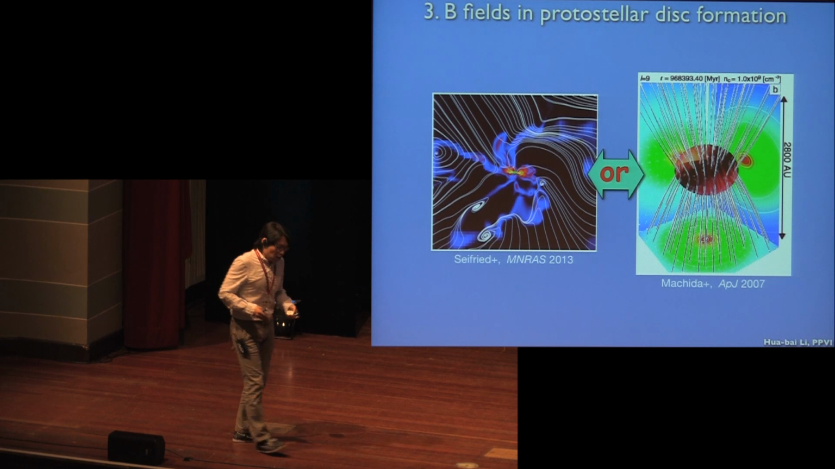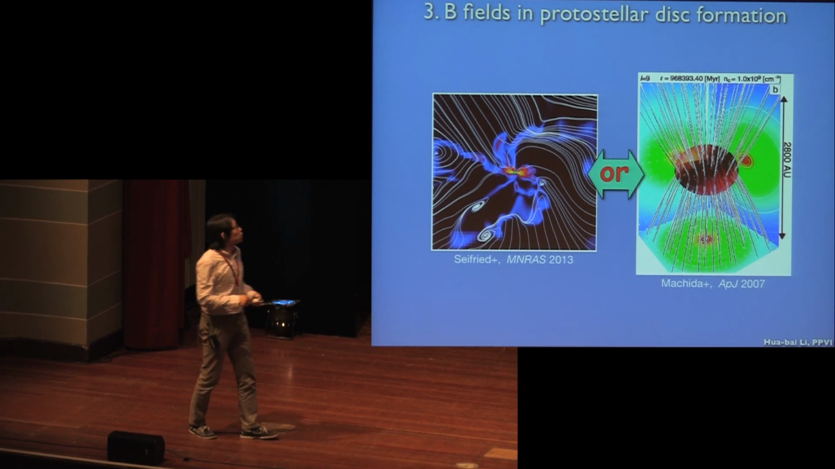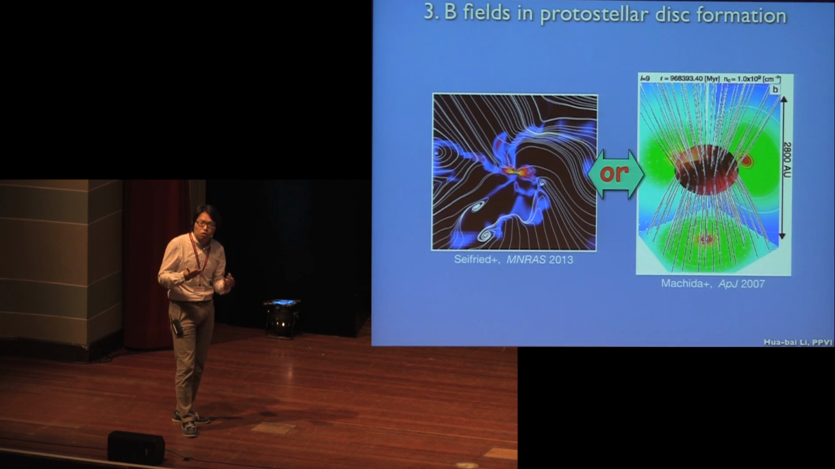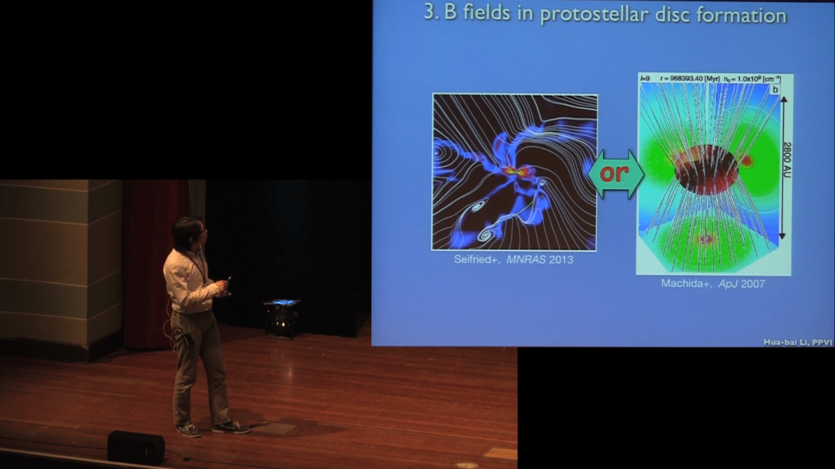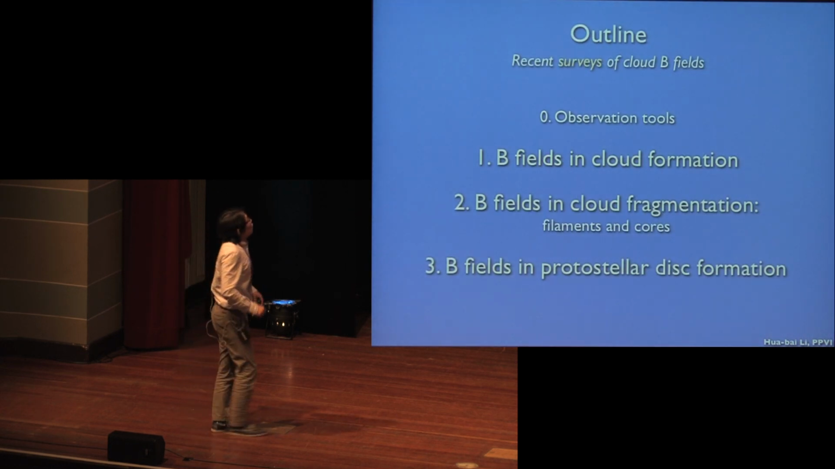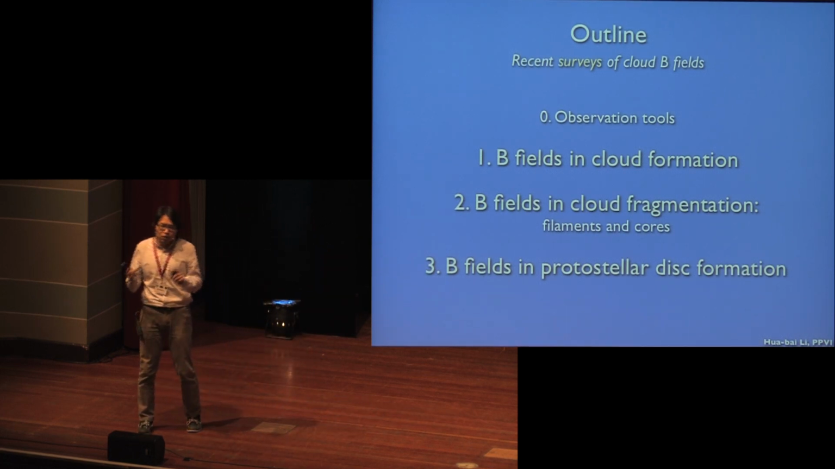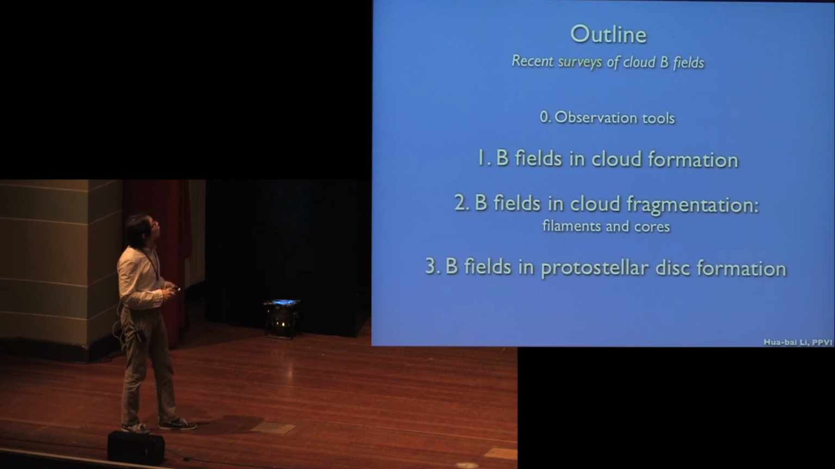Getting closer to the star, the picture is also very controversial regarding the role played by the B field in disk formation. This one suggests the B field can channel the formation of the disk, while in this simulation, the B field shown by the white lines here is not as important, and the orientation of the disk will have nothing to do with the mean field direction of the core. So in the following 30 minutes, I will try to compare the observations with these different simulations.